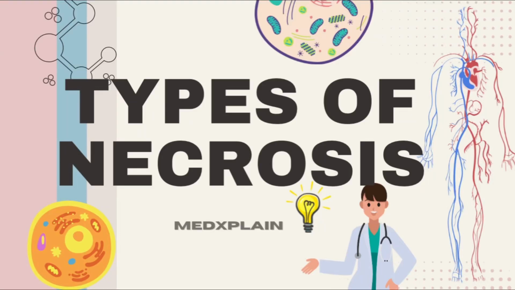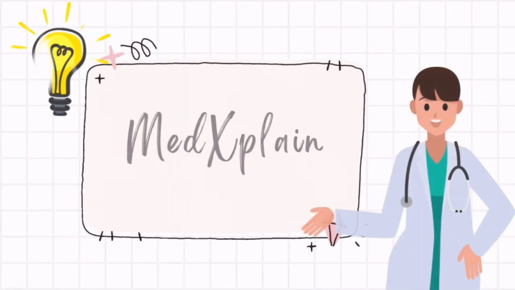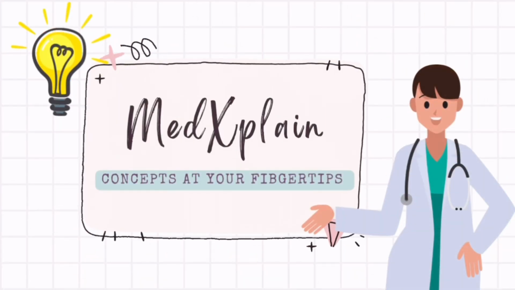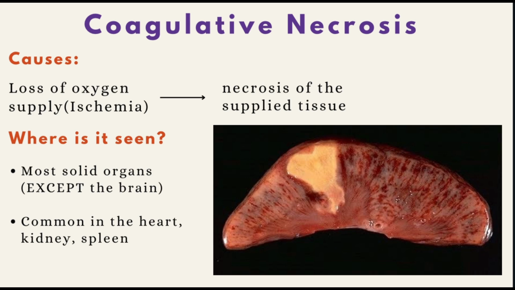Today, we're diving deep into the types of necrosis because let's be real, cells don't just die, they die in style. We're gonna break down the different types of necrosis, their causes, where they happen, and how they look, both gross and microscopic. Welcome to Explained. Let's get started. Beginning with the first one, that is coagulative necrosis.